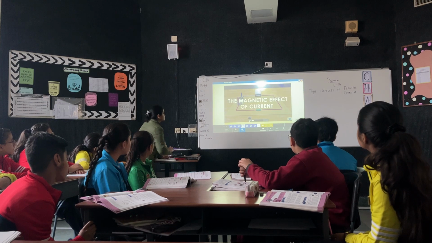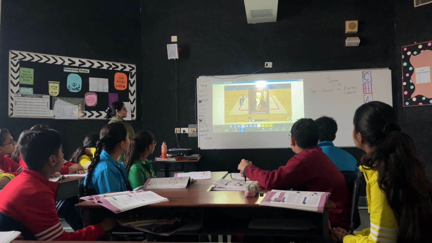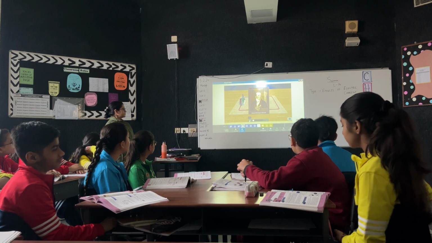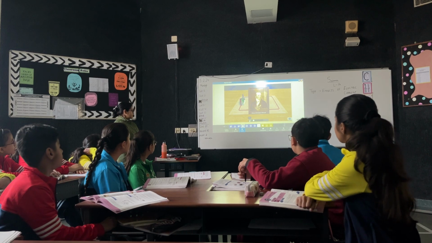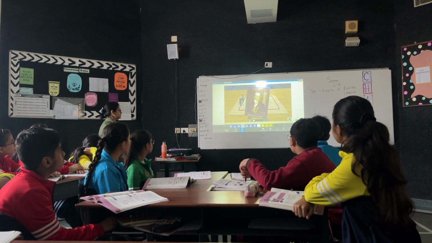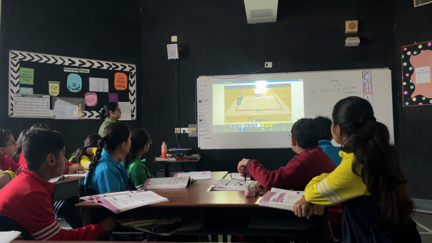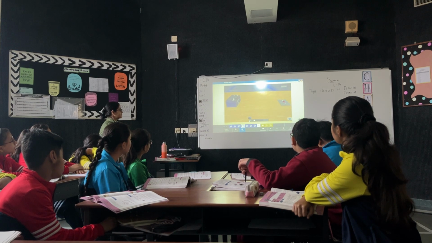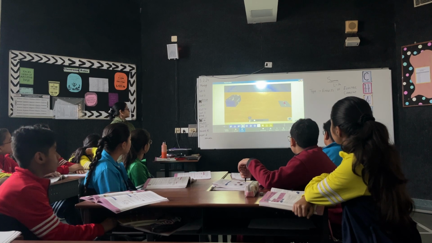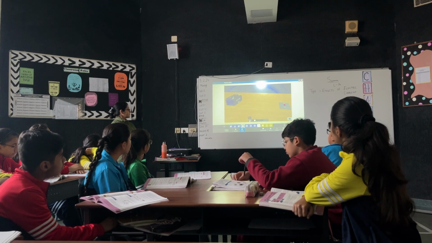The magnetic effect of current. In 1820, Hans Christian Ørsted, a Danish scientist, studied the relationship between electric current and magnetism, observing that when an electric current is passed through a conducting wire, a magnetic field is produced around it. We'll recreate his experiment to illustrate how a current-carrying wire produces a magnetic field.